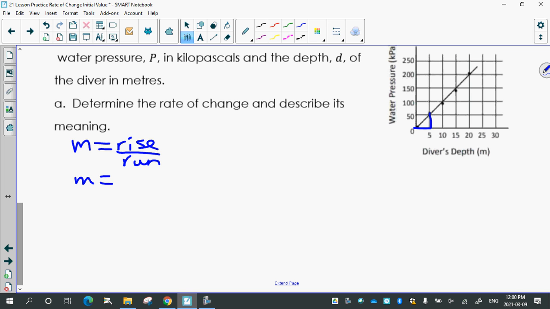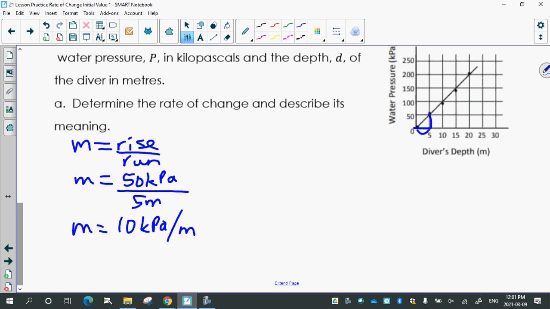If I make my triangle really slow and small, it can be 50 kilopascals. It shouldn't matter how you make your triangle, you should get the same as me. Over 5 meters, which should give you 10 kilopascals per meter. How many people got 10 kilopascals per meter?